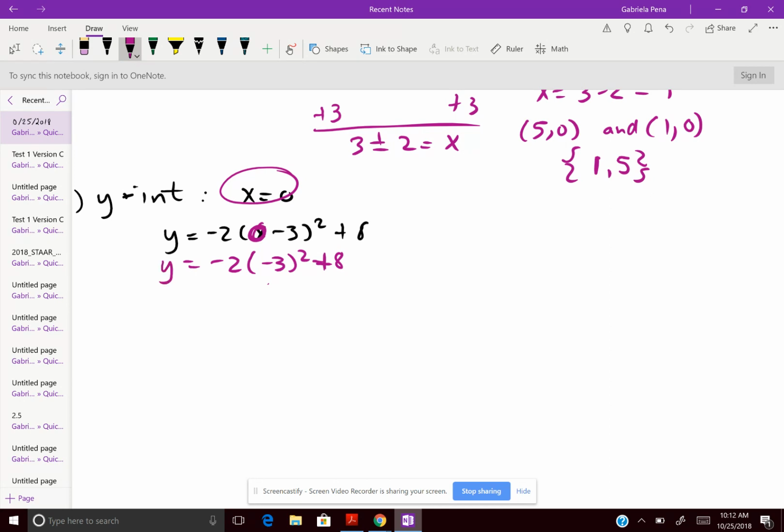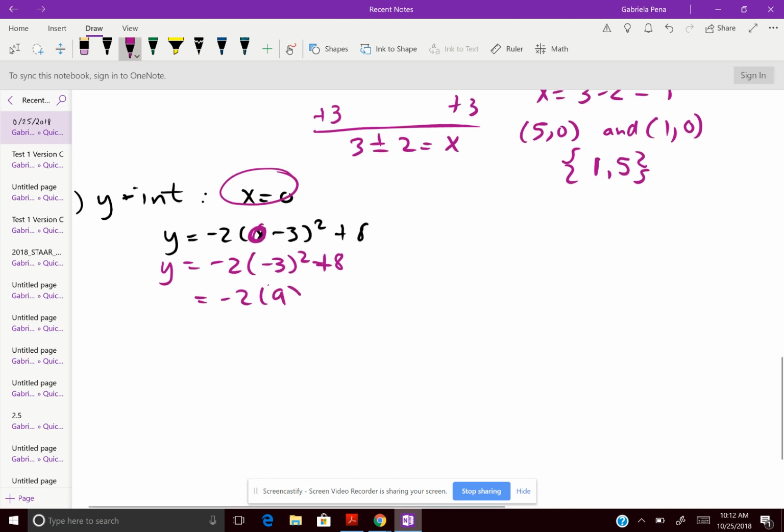We don't have to subtract, so we're just evaluating. So do I multiply 2 and 3 or do I square 3? Square 3. What is 3 squared? 9. Positive, right? Now, what's negative 2 times 9? Negative 18 plus 8? Negative 10. So when I think about this point, it's going to be (0, negative 10).